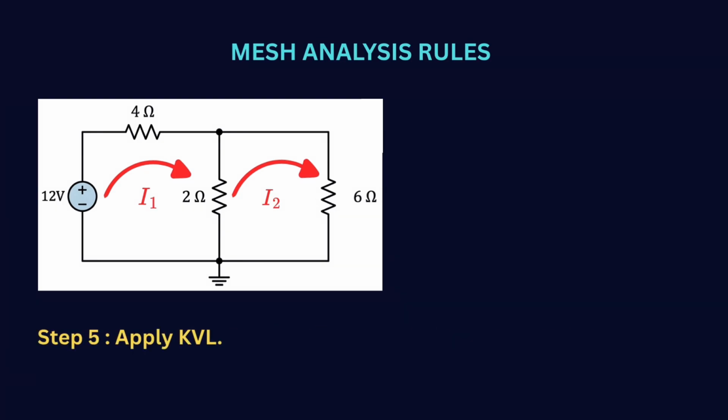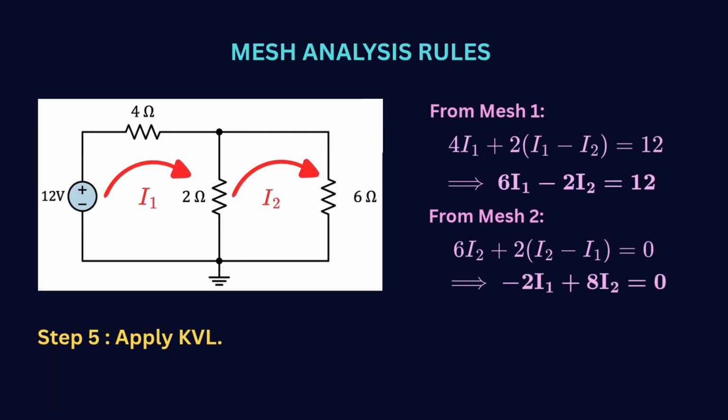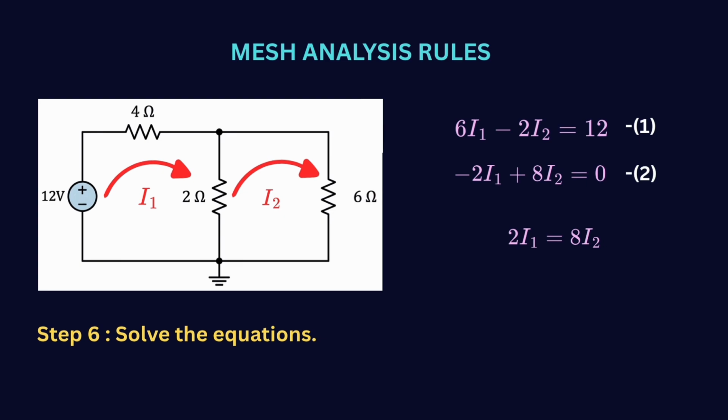Now let us apply KVL on this particular circuit. From mesh 1, we obtain 4 into I1 plus 2 into (I1 minus I2) equal to 12, which is nothing but 6 I1 minus 2 I2 equal to 12. From mesh 2, we obtain 6 I2 plus 2 into (I2 minus I1) equal to 0. That is nothing but minus 2 I1 plus 8 I2 equal to 0. Based on equation 2, we know minus 2 I1 plus 8 I2 equal to 0. So 2 I1 equals 8 I2. So I1 equals 4 into I2.